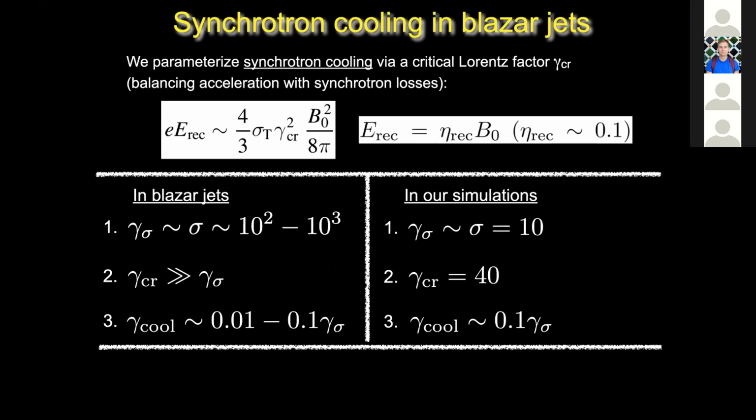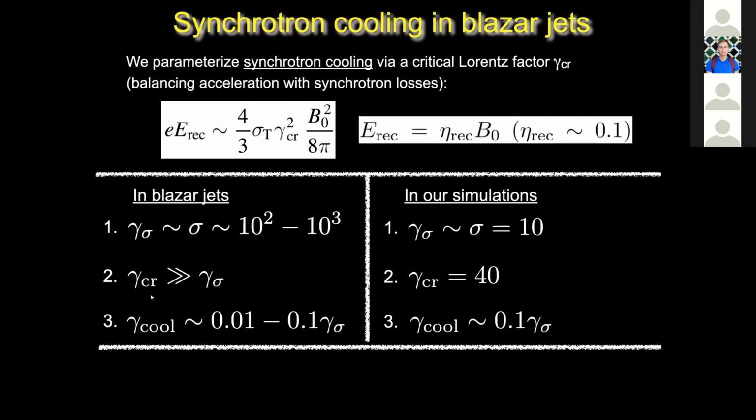We parameterize the strength of the cooling losses with a characteristic Lorentz factor that I'm calling gamma critical, defined by taking the accelerating power of the electric field induced by reconnection and equating it to the synchrotron cooling loss power. This is the definition of gamma critical. Very large gamma critical means very little cooling. Very low gamma critical means very strong cooling.